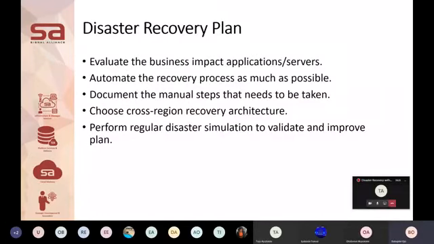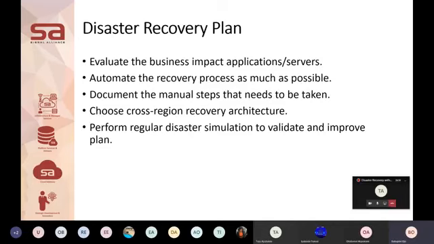You want to evaluate the business impact of applications. You want to know those applications that you need to ensure do not go down, and eventually, if they do go down, you want to bring them back up as fast as possible. You want to evaluate those, then set up the disaster recovery plan for them. Then automate every process as much as possible so that in case of failover, the process is always very smooth.